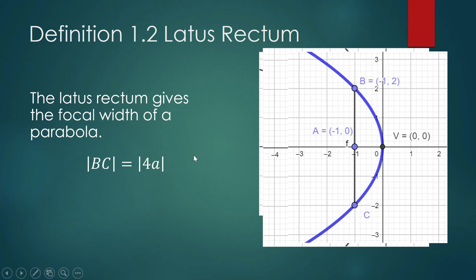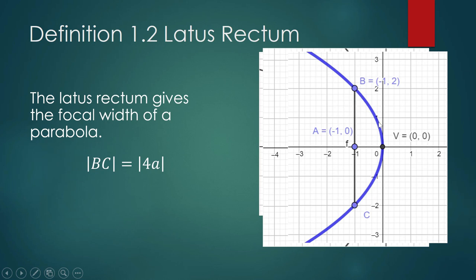So how do you locate the latus rectum and how do you measure it? Again, this is your vertex, this is your focus. You draw a line perpendicular to the axis. It will intersect your parabola. It's right through the focus. Its endpoints are located on the parabola. The length of this will give you the focal width.